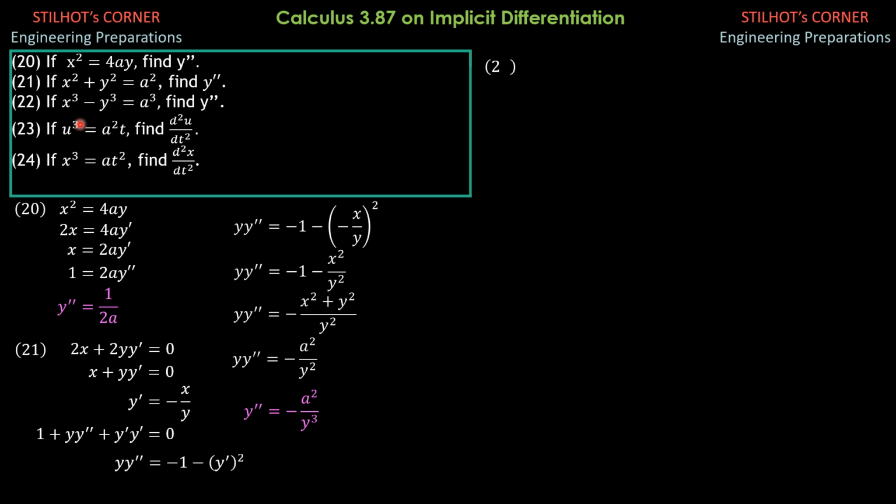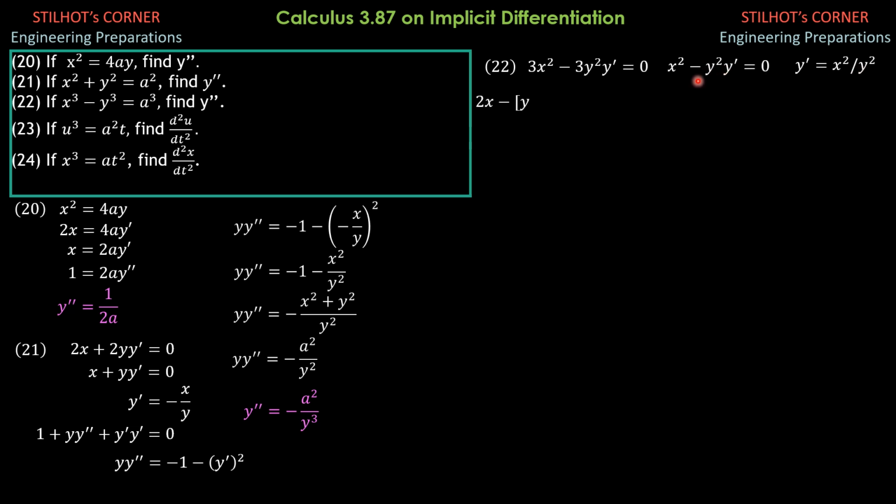And number 22, 3x squared minus 3y squared y prime equals 0. Divide everything by 3, so x squared minus y squared y prime equals 0. So that means y prime is positive x squared over y squared. Then I'll differentiate this.